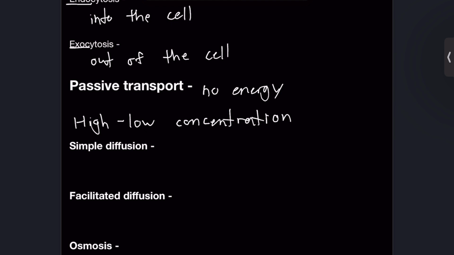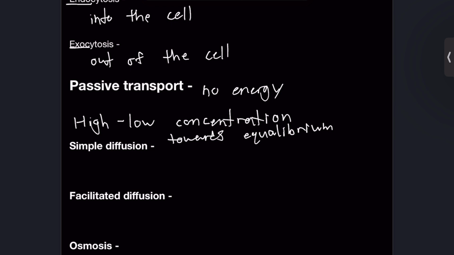And this moves towards equilibrium. So what that means is that it wants to reach equal concentrations. Equilibrium is when there's the same amount of the substrate or whatever substance there is on both sides, and that is why they naturally go from high to low concentrations. So they can try to have equal concentrations.